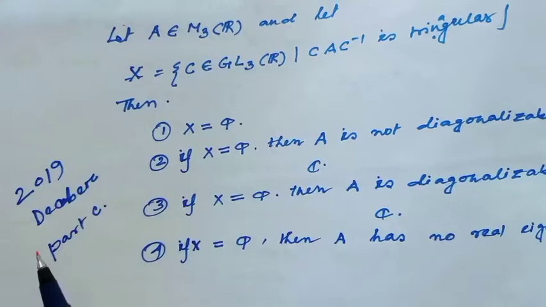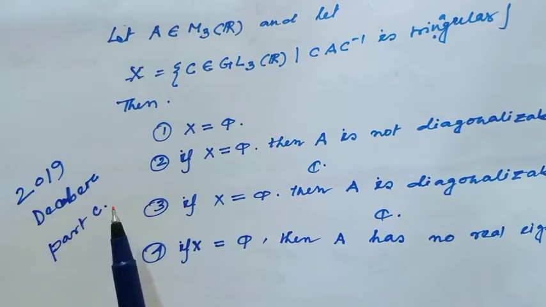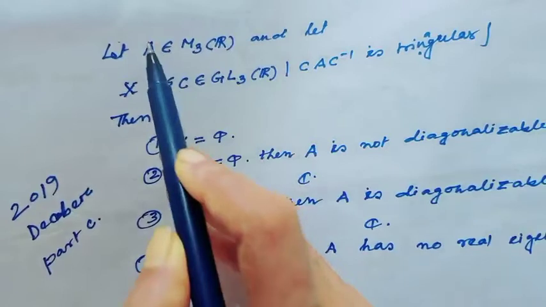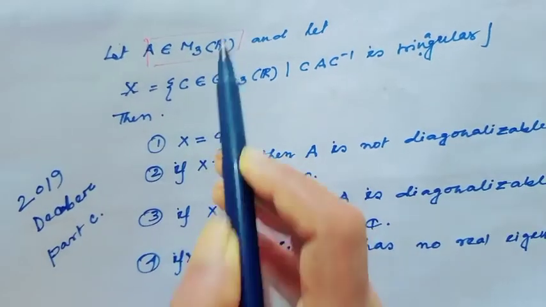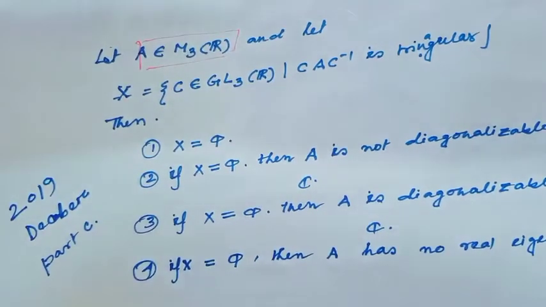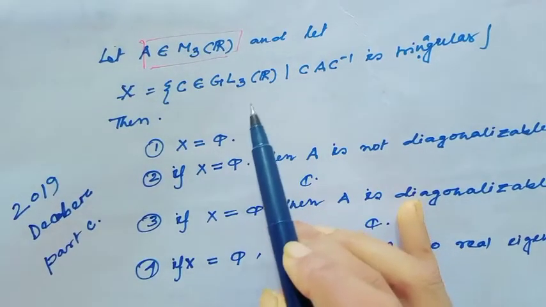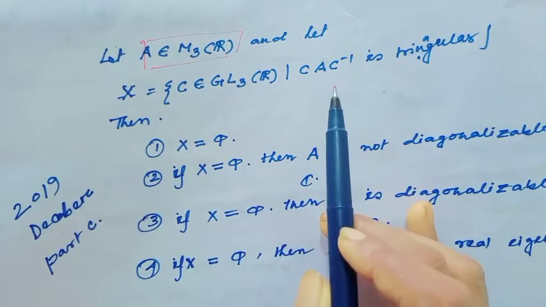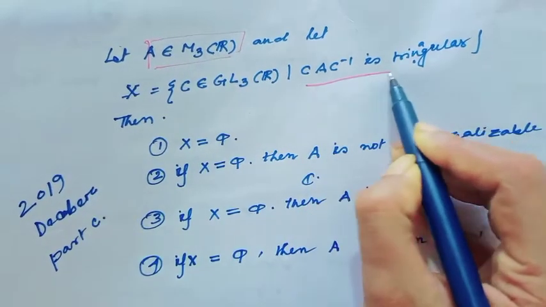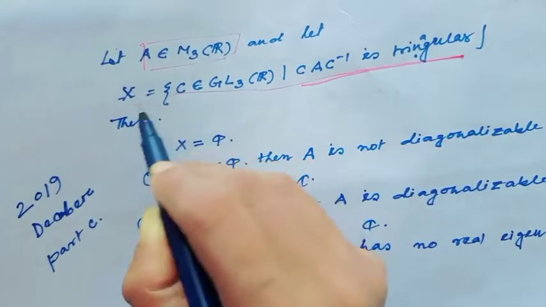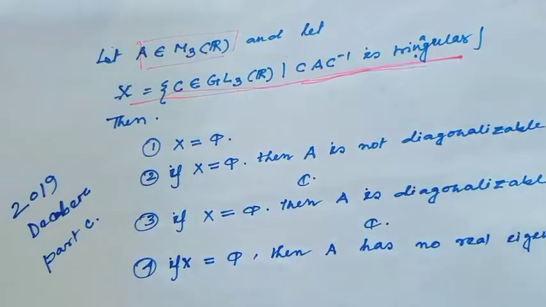Now I will give one example which came in the December 2019 Part C exam. The example is: consider A belongs to M3(R), and let X be the set of all 3 cross 3 invertible matrices over the real field such that CAC inverse is a triangular matrix. Notice how the set X looks.